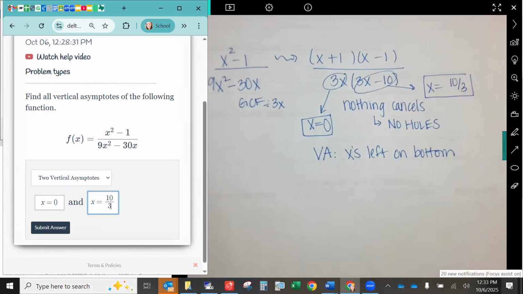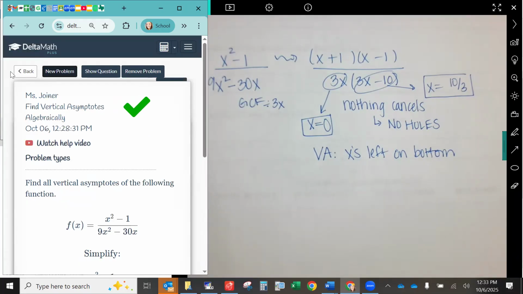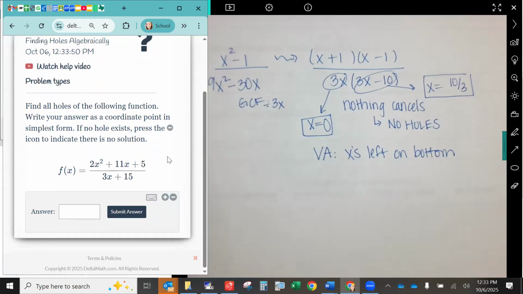All right, so for the vertical asymptotes, that's what you're doing. You're looking for the x's that are left over on the bottom, but you have to factor first. Okay, we're going to do one more question together from the holes section. Okay, so in your little question list, go to second from the bottom.